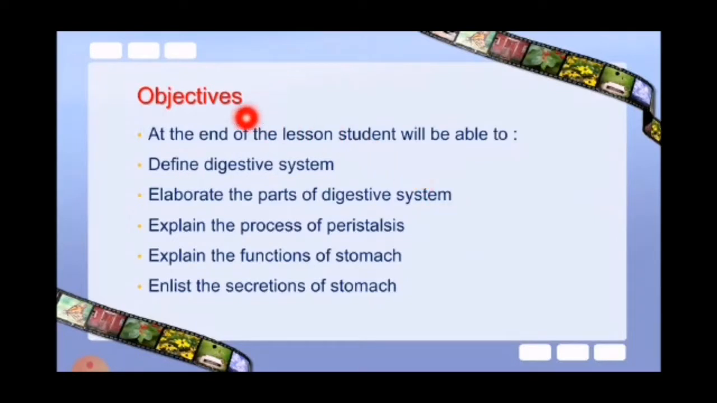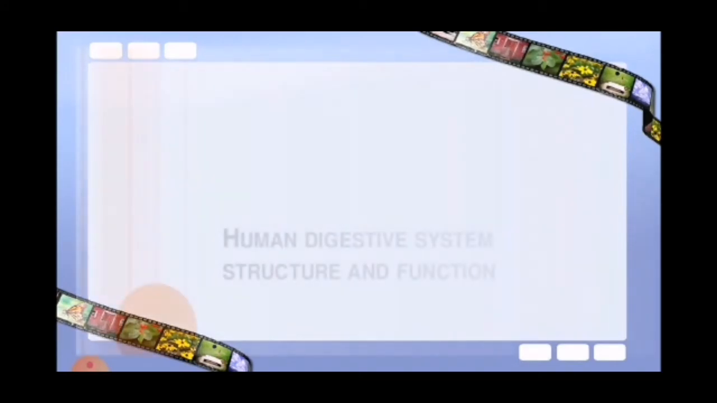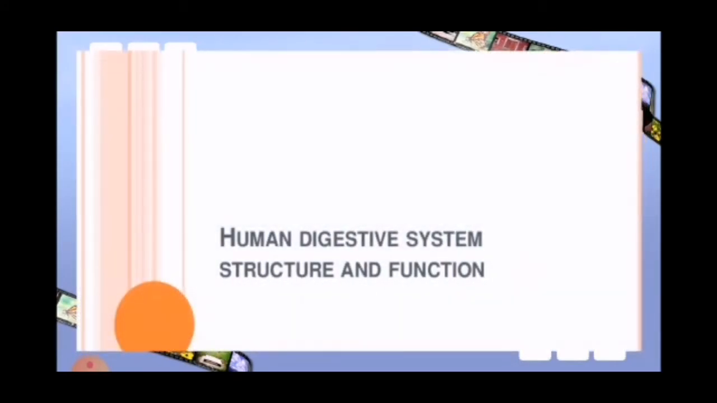Must discuss about the objectives. At the end of the lesson, students will be able to define the digestive system, elaborate the parts of the digestive system, explain the process of peristalsis, explain the function of the stomach, and enlist the secretions of the stomach. Now we discuss our digestive system one by one.